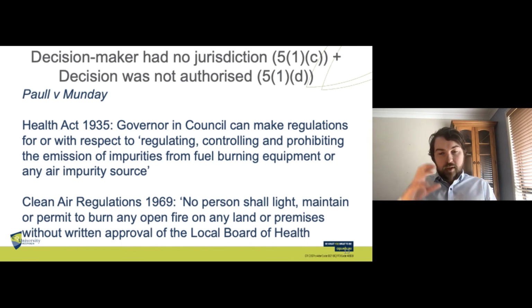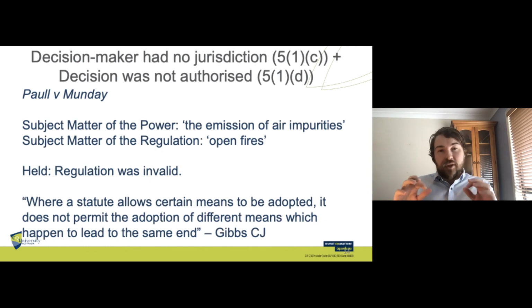So in order to regulate sources of air impurity, in this case, open air fires, they said you need to have a permit to have that open air fire. The difficulty with that is that the subject matter of the power from the Health Act was the emission of air impurities. So the decision maker was empowered to make regulations with respect to the emission of air impurities. The subject matter of the regulation was open fires, which is not the same thing.